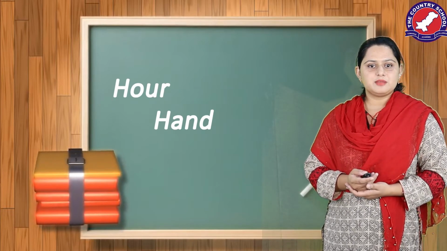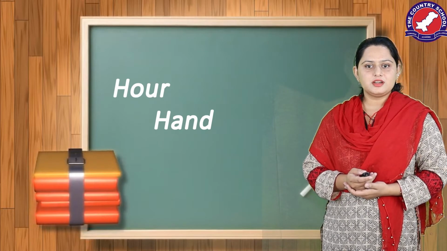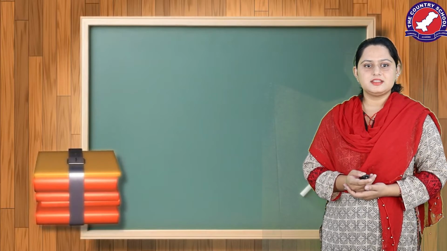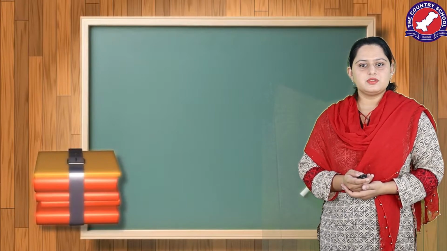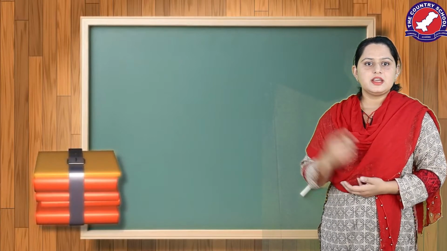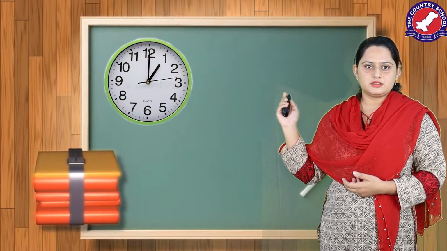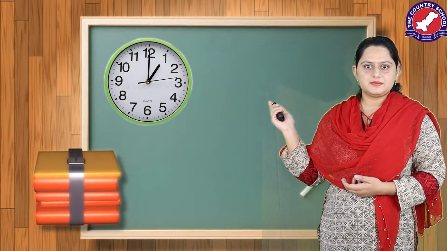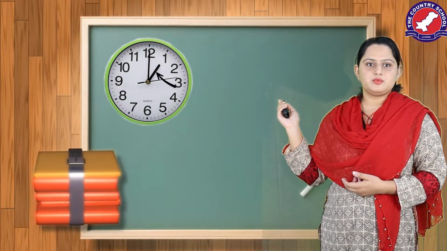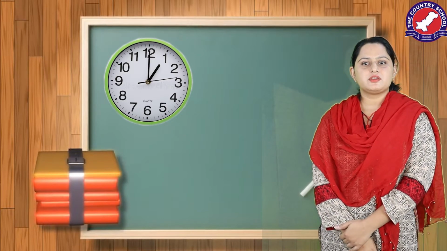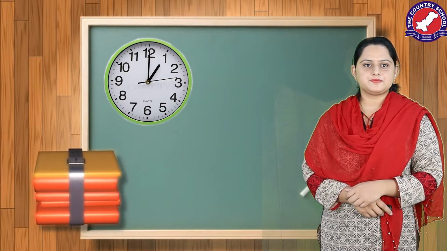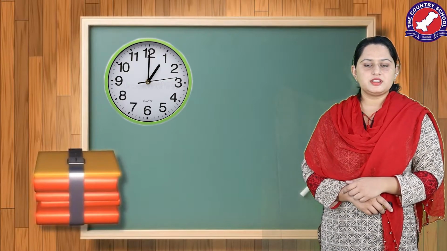As we sang the poem where the clock struck 1, we are taking our first example from the poem of 1 o'clock. Here is the clock showing 1 o'clock. What are you observing in this? Where is the hour hand pointing? It is pointing to 1 because it is 1 o'clock. And the minute hand is pointing at 12.